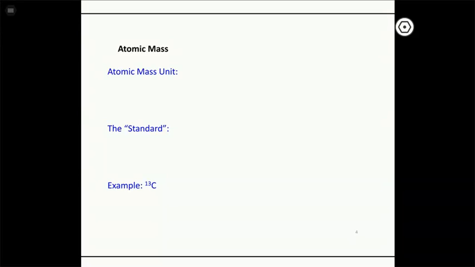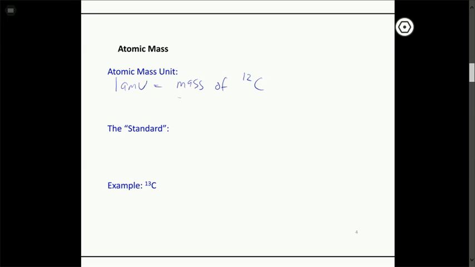Okay, so the first thing we're going to talk about is atomic mass, and we kind of already have an idea of this based on some things we've talked about, but there's some more details we need to get into now. So atomic masses can be measured in what are called atomic mass units, and this is going to be essentially the mass of a single atom, if we want to think about it that way. So now an AMU is defined as the mass of 12C divided by 12. All right, so it's 1/12 the mass of 12C.